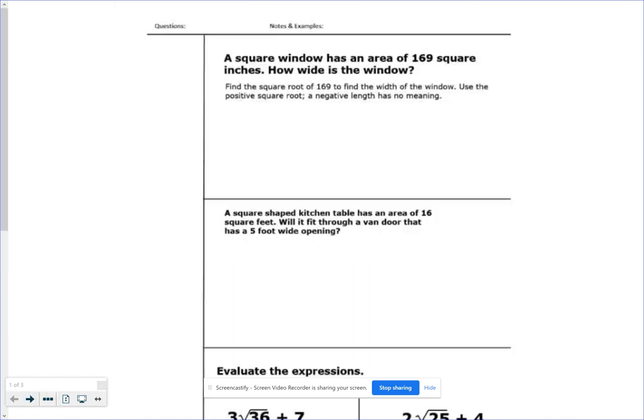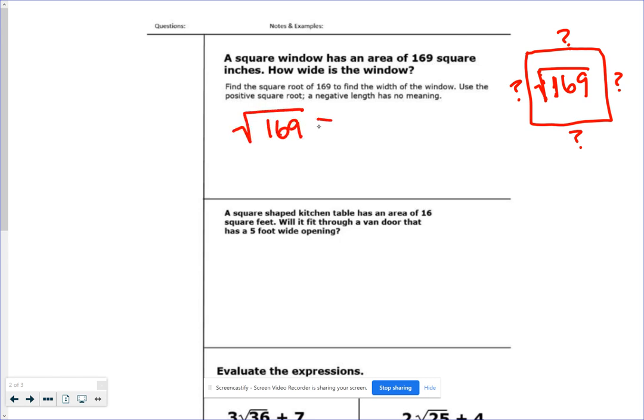All right, reminder, pause the video as you have to. Okay, a square window has an area of 169 square inches. How wide is the window? So let's think about a square window. If we have this big square window, all of the sides are exactly the same. So that side's the same as this side's the same as all the other sides, because it's a square. So if the whole area is 169, we can take the square root of 169 to get each side. So the square root of 169 is 13.